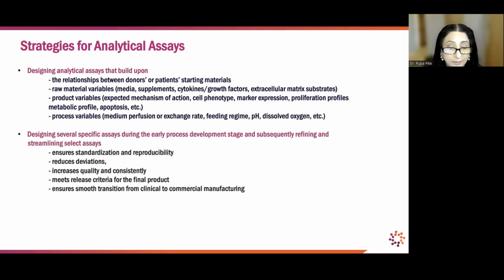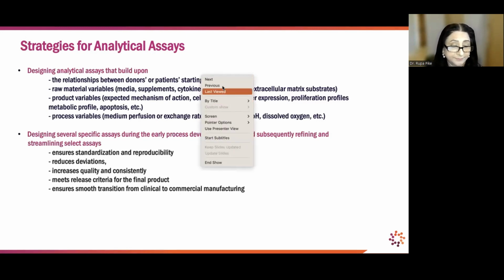And then process variables that include media perfusion, exchange rate, feeding regime, pH, dissolved oxygen, etc. This is to ensure that product quality is maximized and CQAs are maintained within the expected range throughout the life cycle of the product. Continuous evaluation of assays and streamlining select assays for good manufacturing practice, also known as GMP, ensures standardization and reproducibility. It also reduces deviations, increases the quality, and consistently meets the release criteria. And lastly, it also ensures a smooth transition from clinical to commercial manufacturing. Next slide, please.